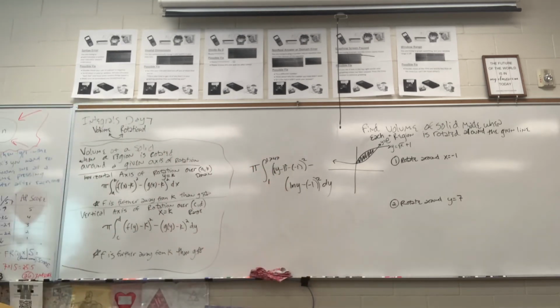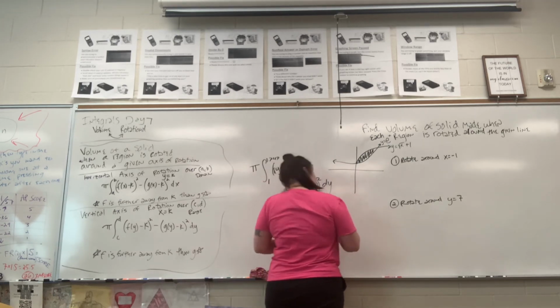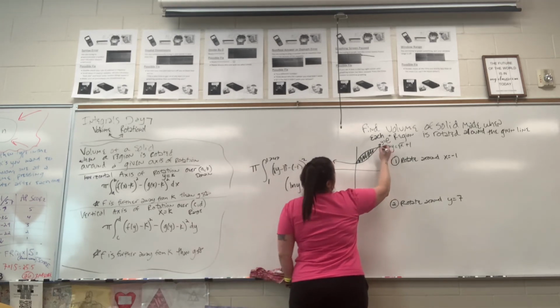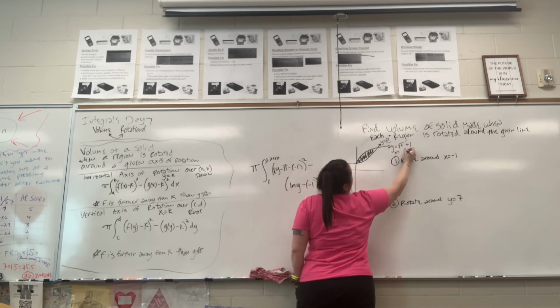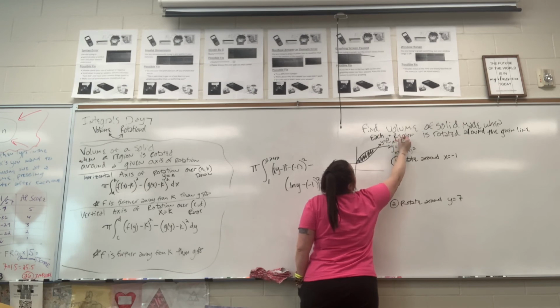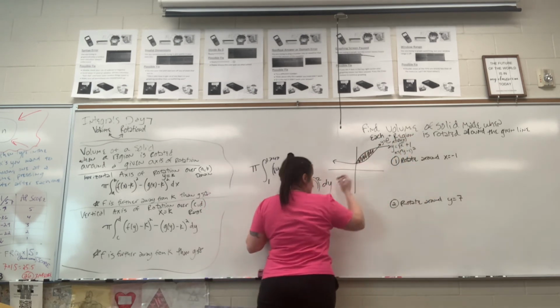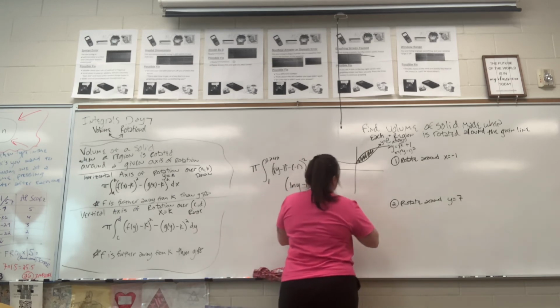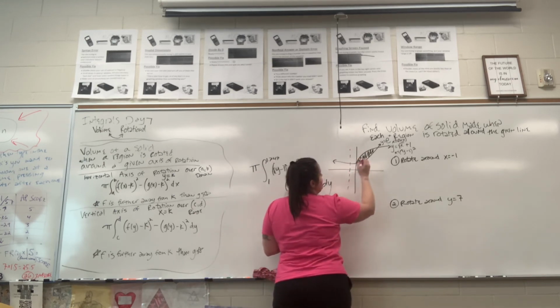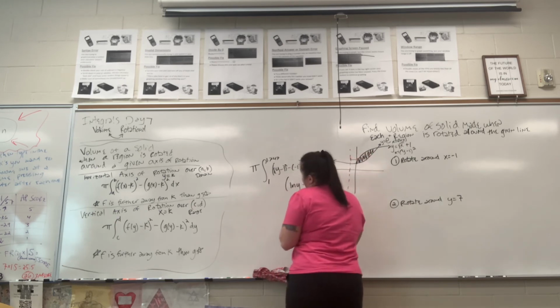Good. You guys see it? So she noticed that she got x equals y minus 1 squared, and this is x equals ln of y, right? And then from 1 to here. Now hold on. Did anybody type this in? Still working on it.